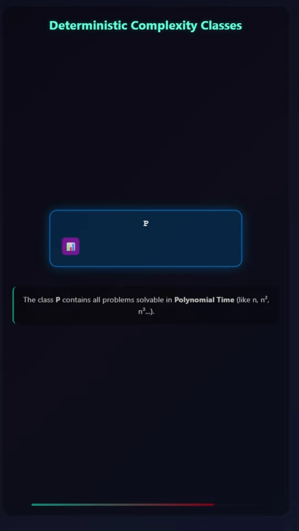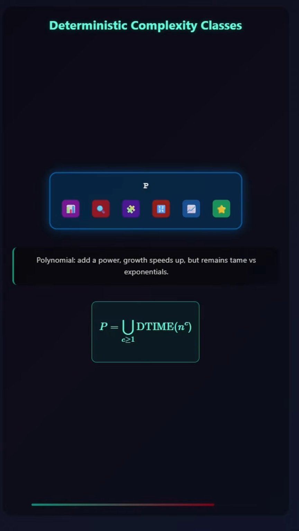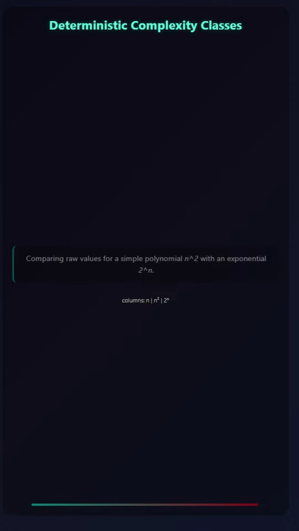From these basic ideas, we get one of the most important complexity classes, P. This is the class of all problems solvable in polynomial time. Polynomial growth, like n squared or n cubed, is considered predictable and manageable. We often call these the efficiently solvable or easy problems.